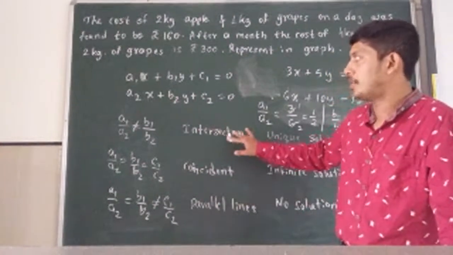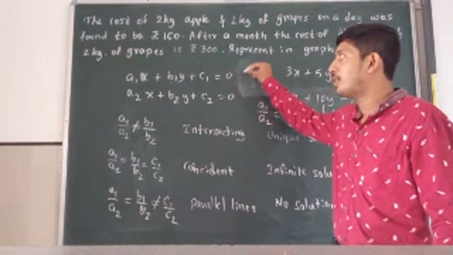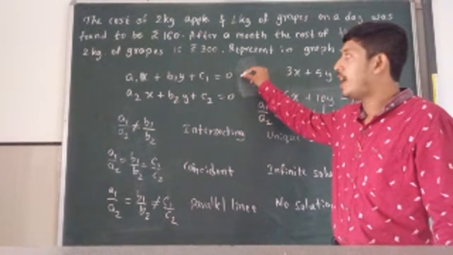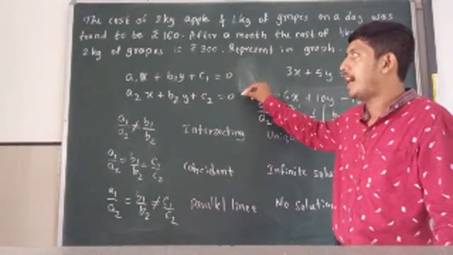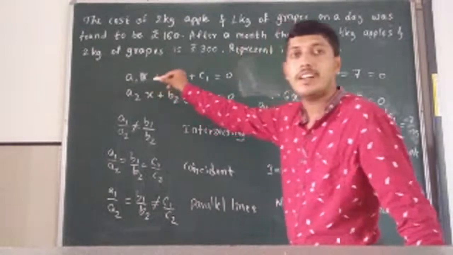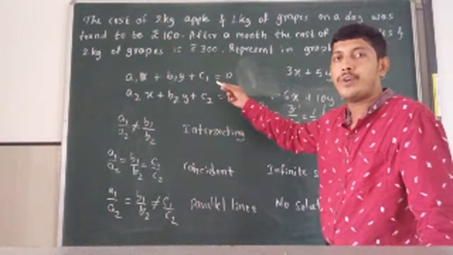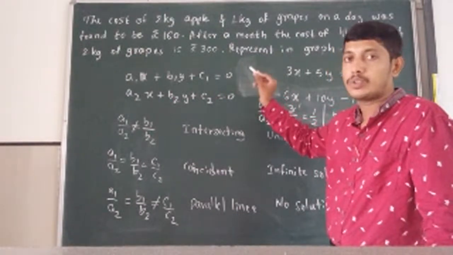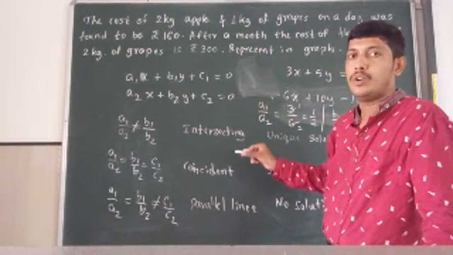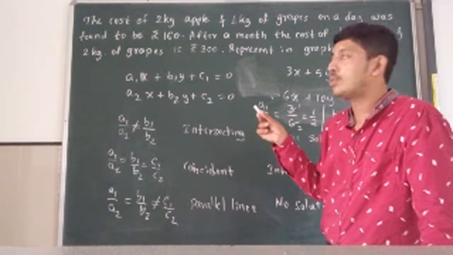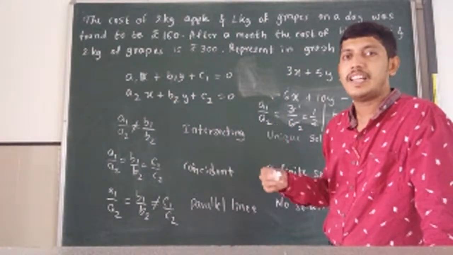Okay, so this is the main thing. This is the general form: a1x plus b1y plus c1 equals 0 and a2x plus b2y plus c2 equals 0, and here a1 and a2 are the coefficients of x, b1 and b2 are coefficients of y, and c1 and c2 are constant terms. So by using that we have to find the ratio. While considering the ratio we have to use the coefficients as well as the signs also.